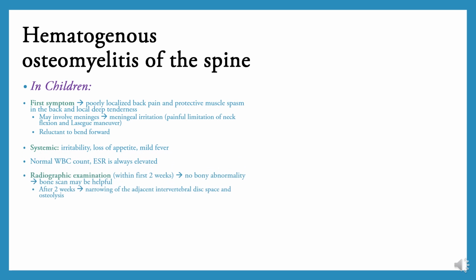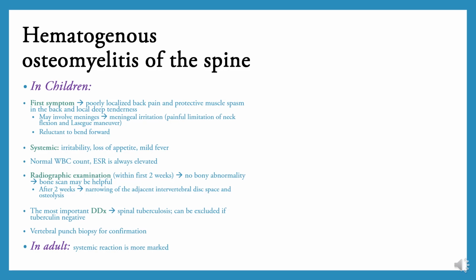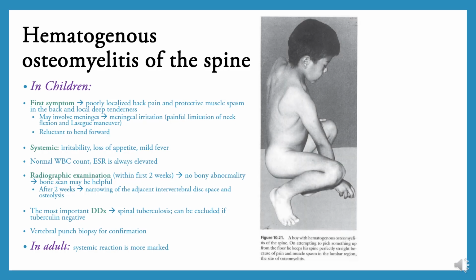On radiographic examination within the first 2 weeks, there is no bony abnormality, therefore a bone scan may be helpful. The most important differential diagnosis is spinal tuberculosis, and it can be excluded if the tuberculin test is negative. Vertebral punch biopsy is done for confirmation of the diagnosis. In adults, the systemic reaction is more marked.